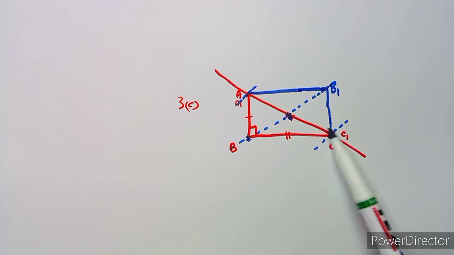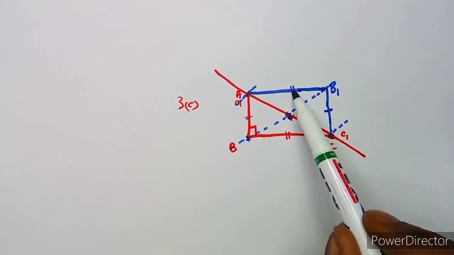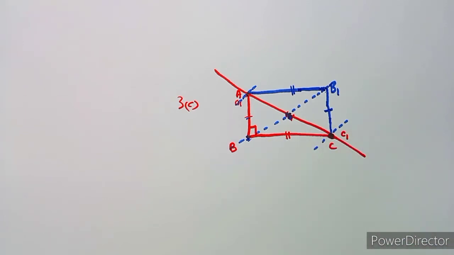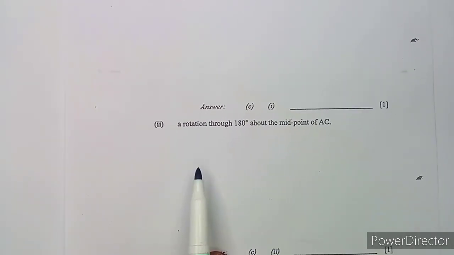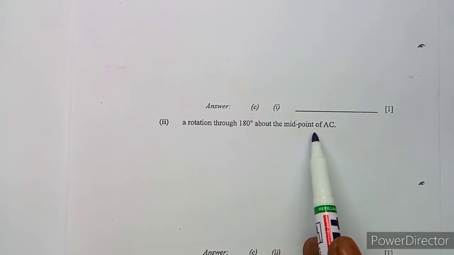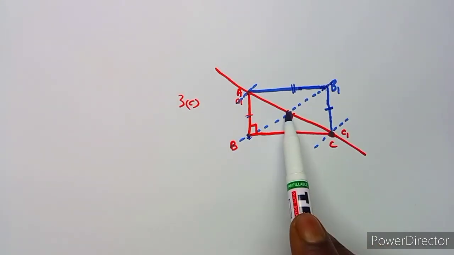So what is the shape that is going to be created? Remember, this side and this side will be equal, this one and this one will be equal. So it's actually a rectangle that we have created there. Okay, what if it is a rotation of 180 degrees about the midpoint of AC? The midpoint of AC is where our midpoint is.